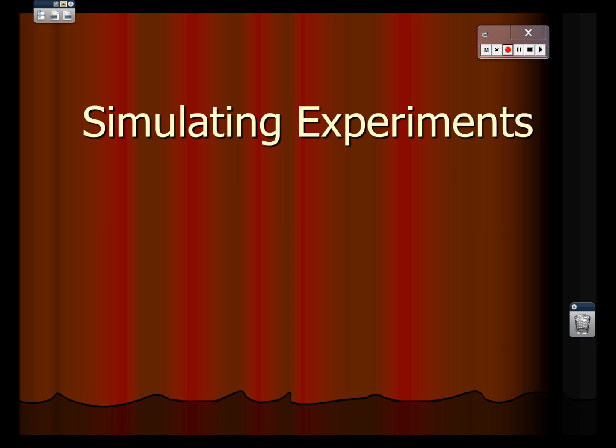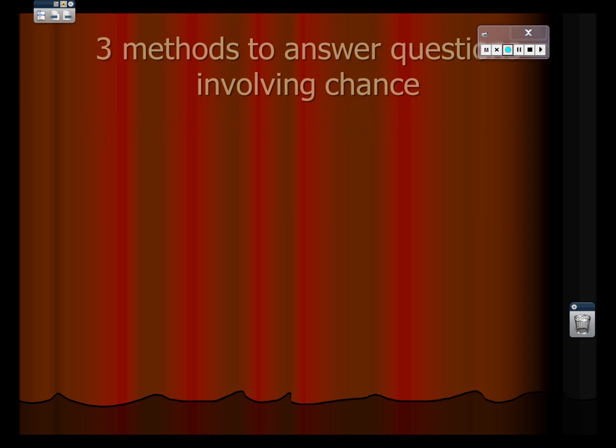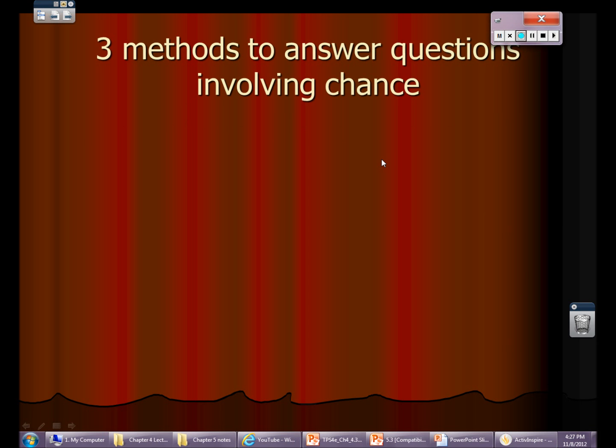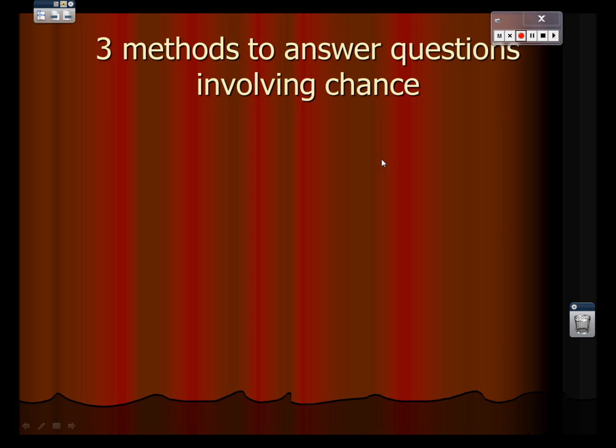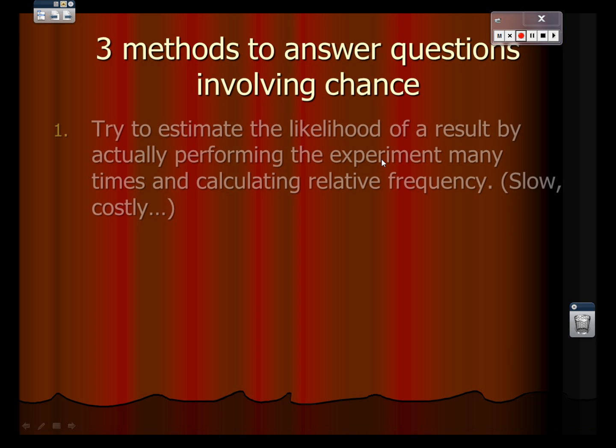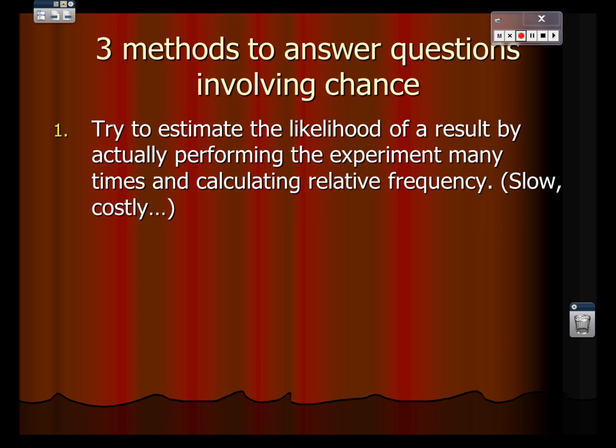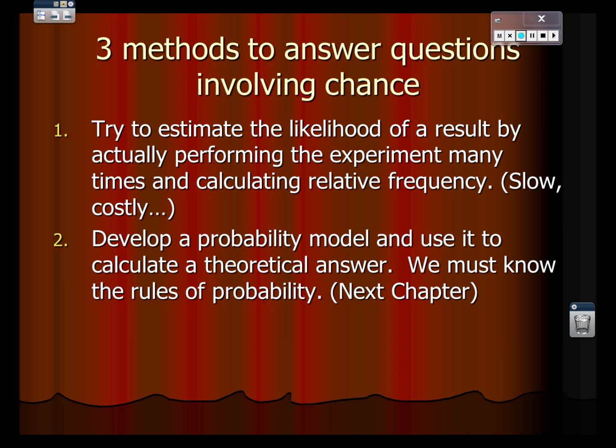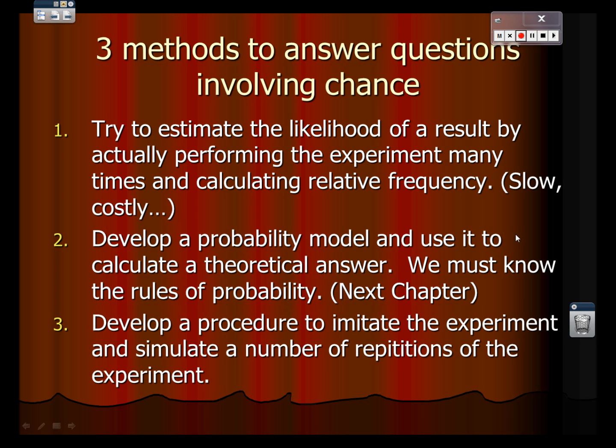Today I'm going to talk about simulating experiments and tie some loose ends up from 4.3. There's three main ways to answer any questions involving chance. Here they are. You can estimate the likelihood of a result by performing the experiment. That might take too long, might cost a lot of money, could be a bad technique. We could use probability. Problem is, you don't know probability all that well. We'll look at that next chapter. And what we're going to focus on here today is actually simulating the experiment through a number of repetitions of the experiment.